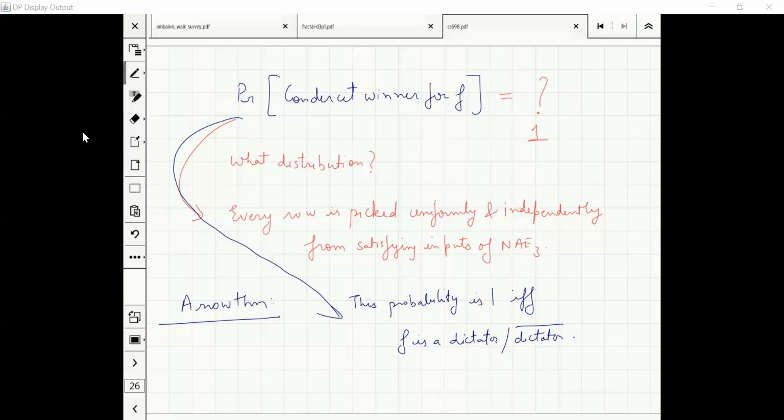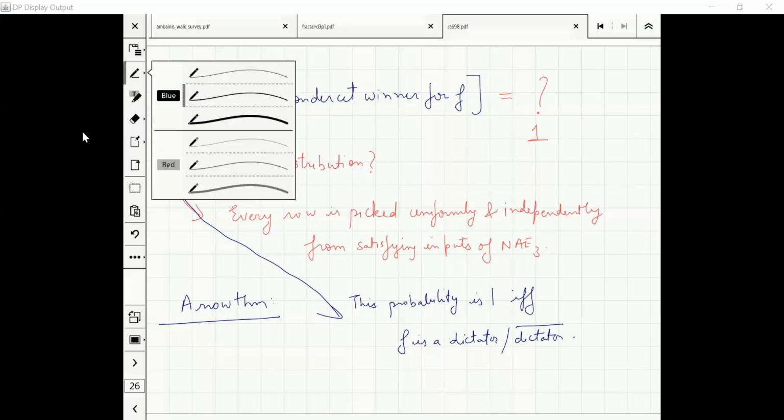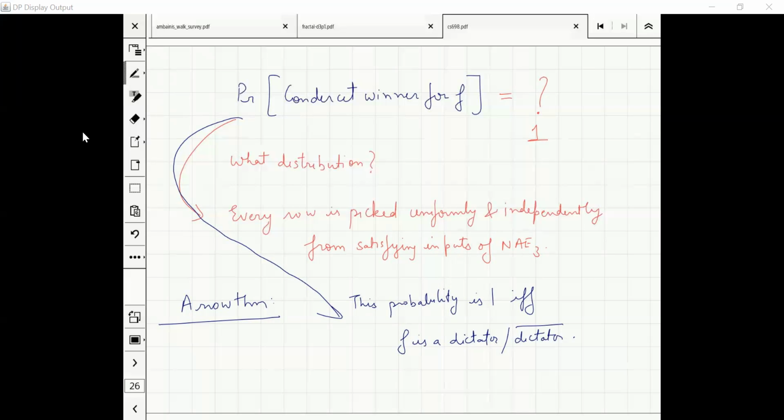This is another way to state Arrow's theorem. We are going to figure out the probability of a Condorcet winner for f, and if that turns out to be 1, then our f is good, otherwise it is bad, and then we show that f is only good if it is a dictator or negation. Have I missed anything? Are we okay? The thing to remember is we want to calculate this probability where the distribution is special. The distribution is written.